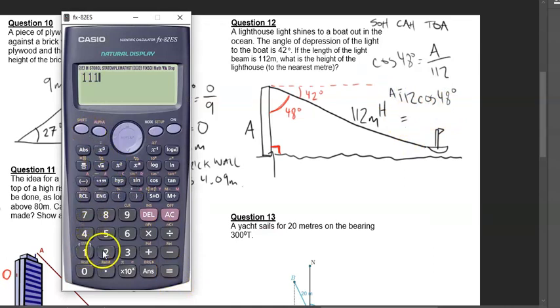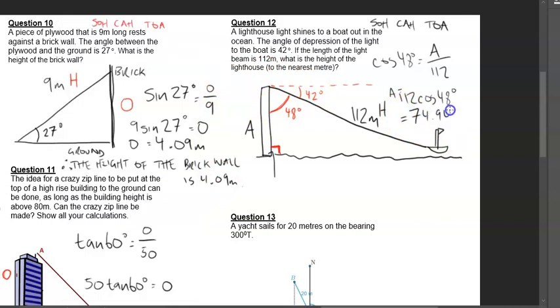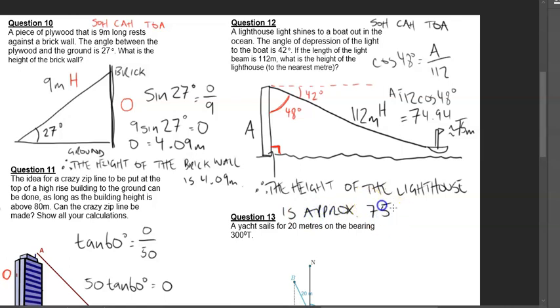Calculator, we need 112 cos 48, and this is equal to 74.94. So to the nearest meter, that is 75 meters. So 74.94, which is 75 meters. So therefore, the tower, or the lighthouse tower, therefore, the height. There we go. The height of the lighthouse is approx 75 meters.